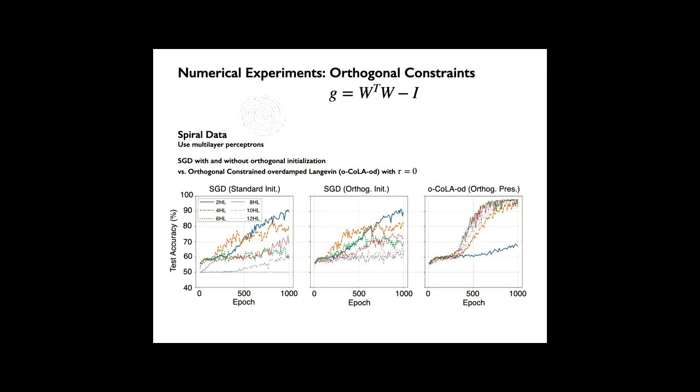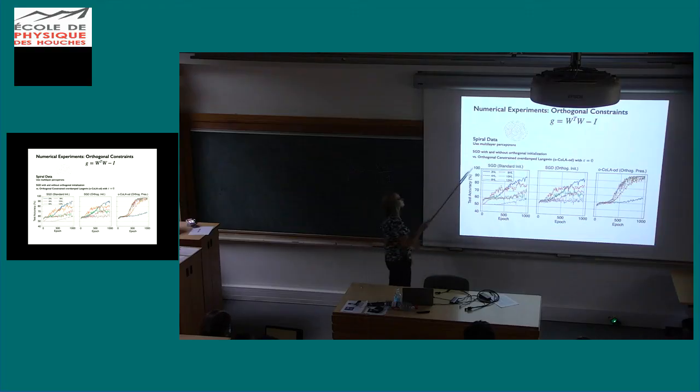For the orthogonal constraints, we looked at tightly wound spiral data with multi-layer perceptrons, and we varied the number of hidden layers for the perceptrons. We looked at SGD both without orthogonal initialization and with orthogonal initialization, and then this is our method. Standard SGD can't really handle very deep multi-layer perceptrons, so it does quite poorly. With orthogonal initialization, it does a little bit better, and ours is quite nice, although it performs less well with fewer hidden layers, so that's quite interesting.